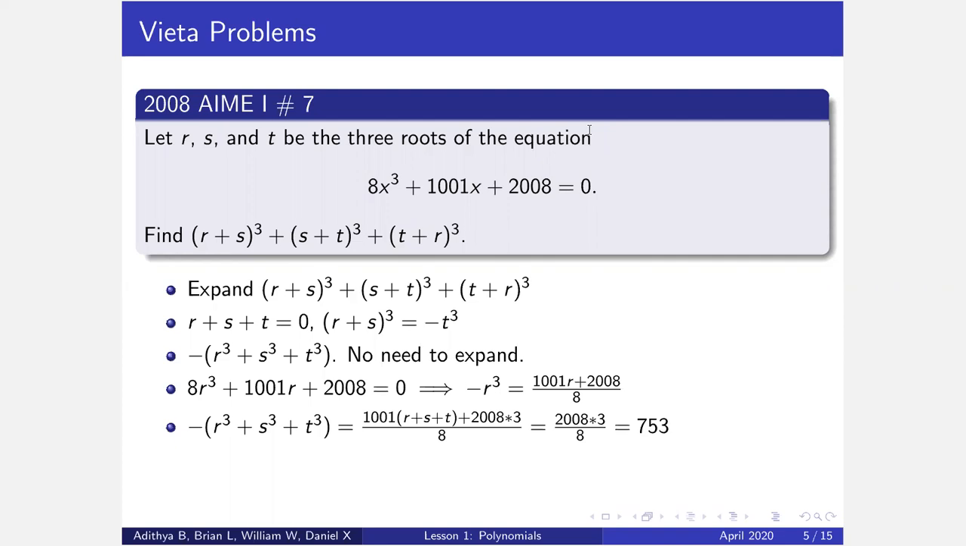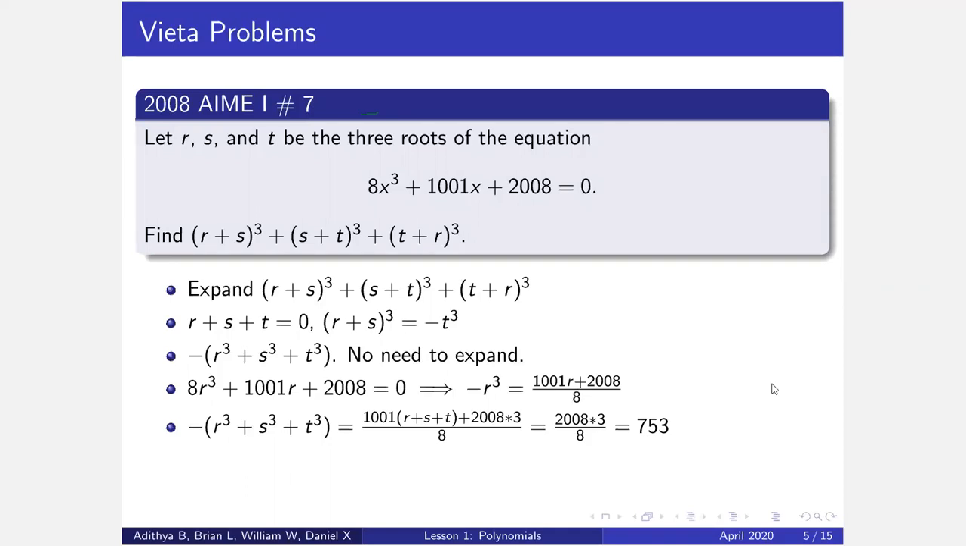Somebody says they don't get the last bullet. So what we're doing is that in our second to last bullet, we have an expression for only r. But now we're summing: we have the exact same expression for s and for t, since r, s, and t are all roots. So when we add all three of them together, the left-hand side is negative r cubed plus s cubed plus t cubed, and the right-hand side is 1001 times r plus s plus t plus 2008 times 3 over 8, since we're just adding fractions. We're then using r plus s plus t equals 0 again to get our final answer.